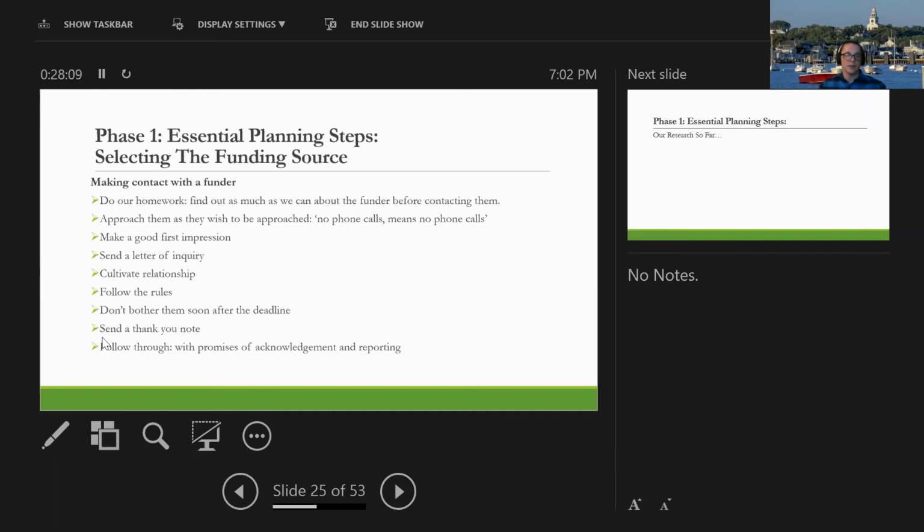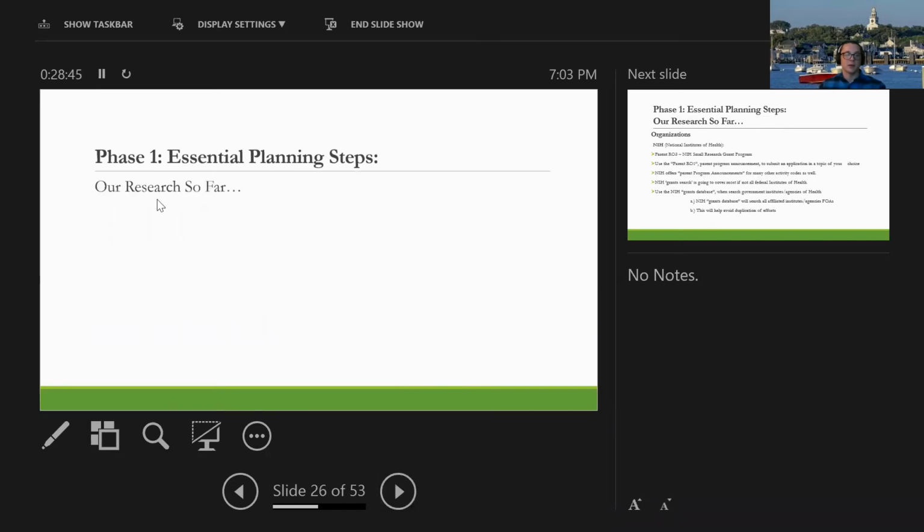Thank you notes. Again, it's a nice practice. There's a bit of a strategy to that as well. And as always, follow through with promises of acknowledgement and reporting. That's going a little beyond what we're talking about now, that reporting. Basically, if you get awarded and there are reporting requirements, you better do it. If you don't, it can be a red flag and can really tarnish your reputation as an organization who seeks to be funded.